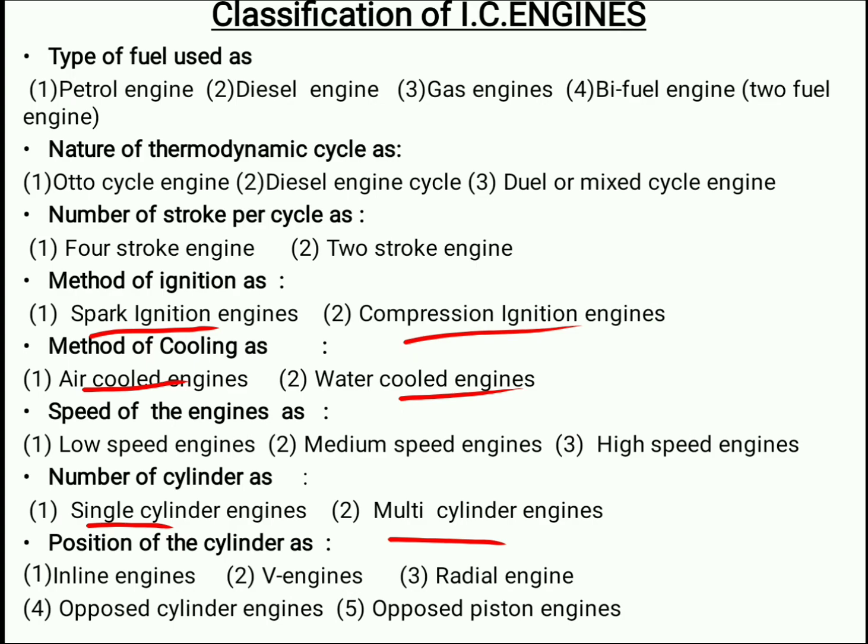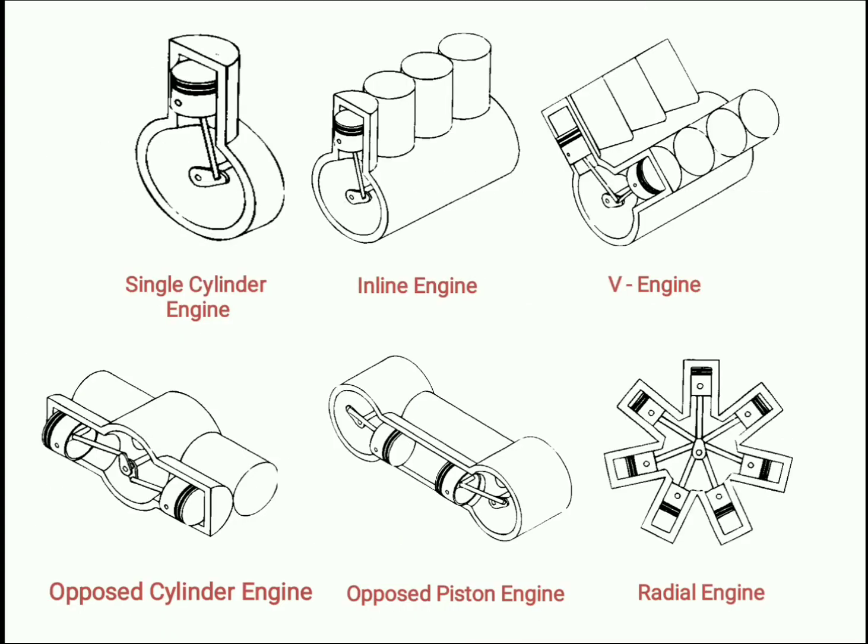Based on position of cylinders, we classify it first as inline engines, second as V engines, third as radial engines, fourth as opposed cylinder engines, and fifth is opposed piston engines. Let's understand this one by one in detail.